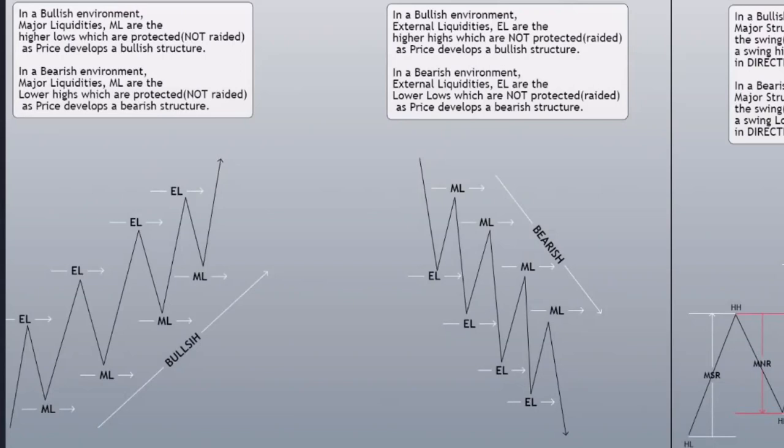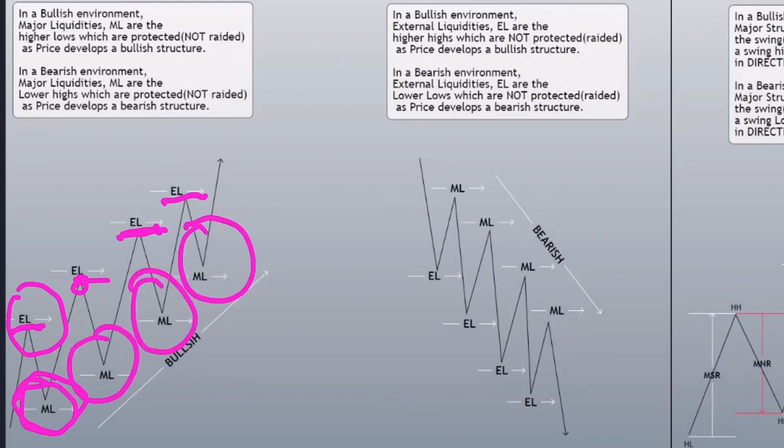So, we can see what we've got here. We have a major liquidity, external liquidity. The higher highs are the external liquidity. Price keeps breaking the previous high to form a new high, breaks the previous high to form a new high, breaks the previous high to form a new high. The higher lows are protected. Price protects the higher lows, ML, they are the major liquidities, ML, ML, and ML. So we have successfully dealt with that.